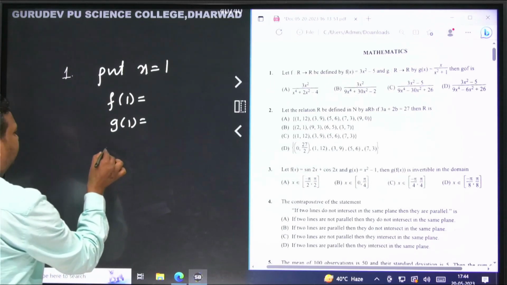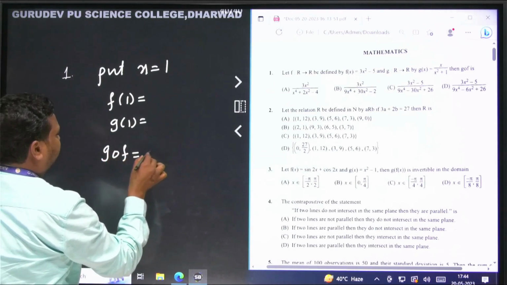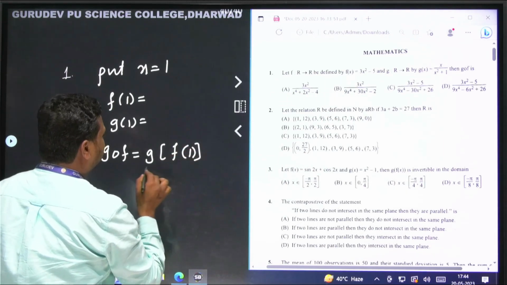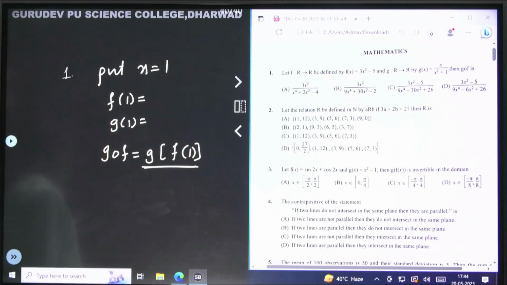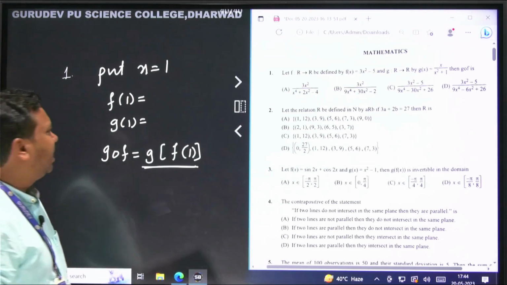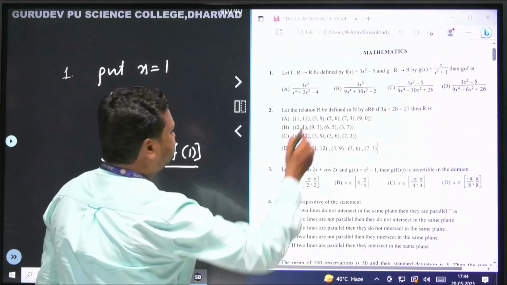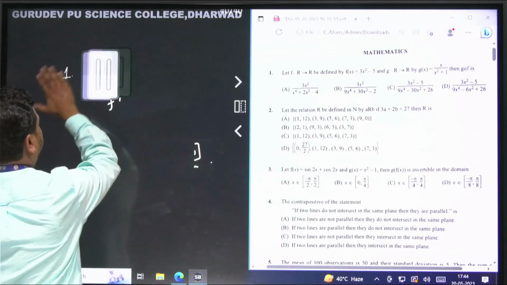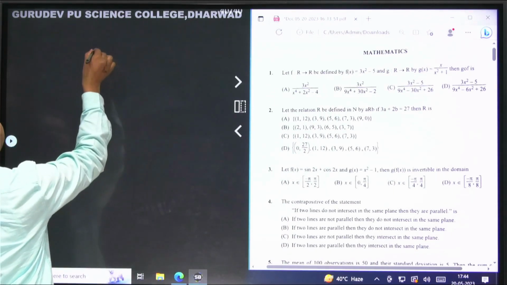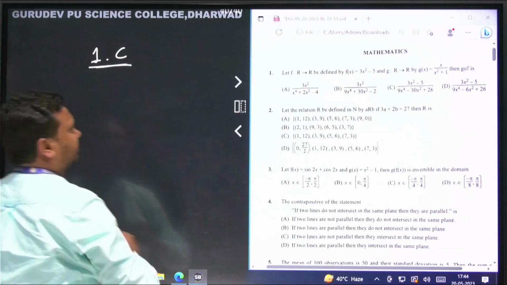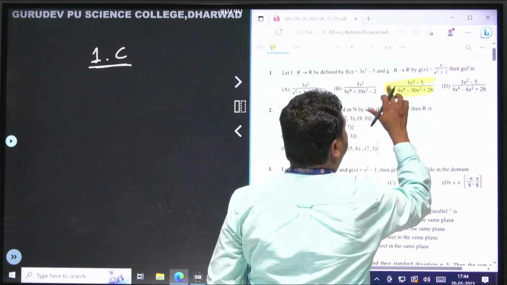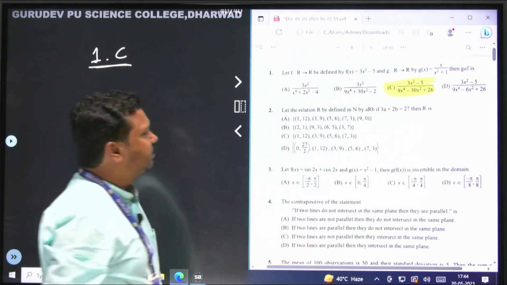Okay, so suppose you try to find g composite f. We know that it is nothing but g of f of x. As I have chosen x is equal to 1, you need to find the value of g of f of 1 here. As I have tried from my end, I'll go with the answer. The right choice in this case is option C. For the first question, option C is the right answer. Okay, so just note down that one.